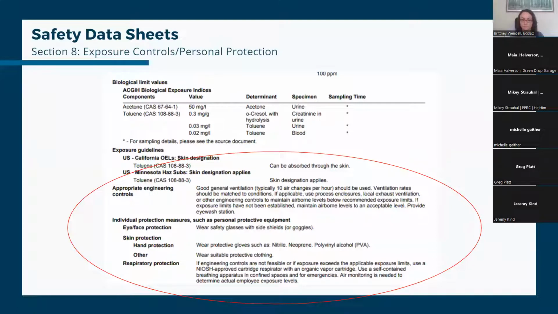Section 8 is good. How do you control your exposure and what's your PPE? Oftentimes you'll see a lot of this gobbledygook complex data at the top, and that's why it's such a turnoff for people trying to understand an SDS. But if you go to the verbiage, typically you're going to get some really good advice. You can ignore all that data, unless you're a toxicologist by nature or a PhD chemist.